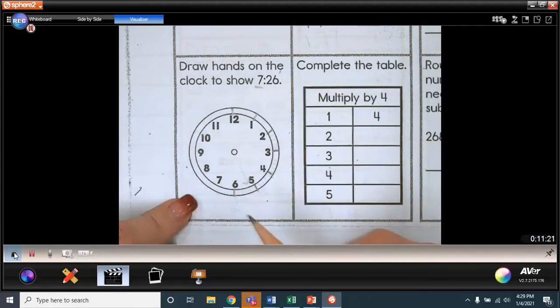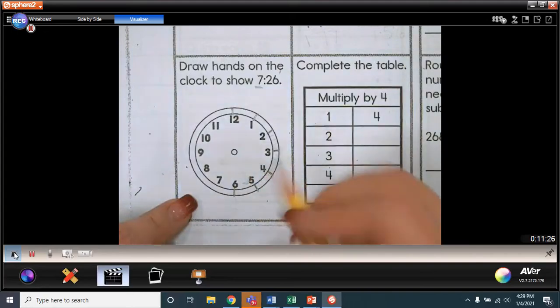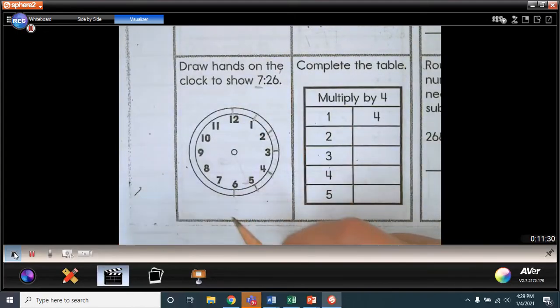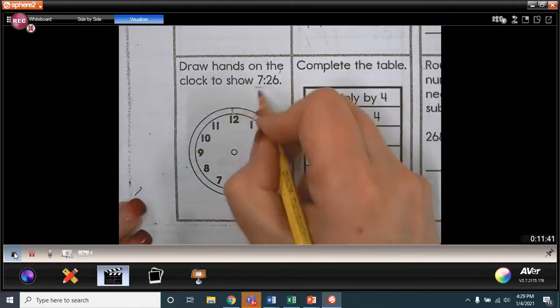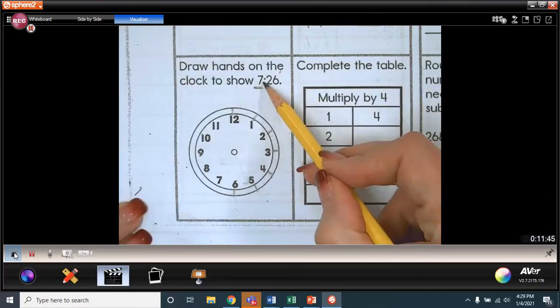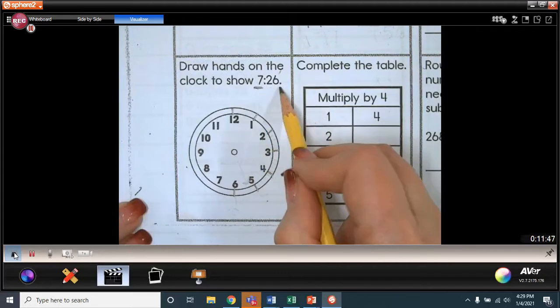Now, we're not ready to look at the minutes yet, but I just wanted to remind you that when we start putting these little tick marks in for the minute ticks, we're going to remind ourselves that in between each hour digit is 5 minutes. So let's take a look at our hour first. We have 7 o'clock, and it's actually 7:26.